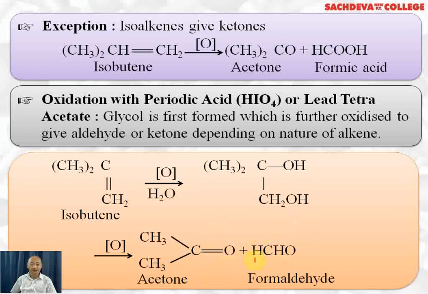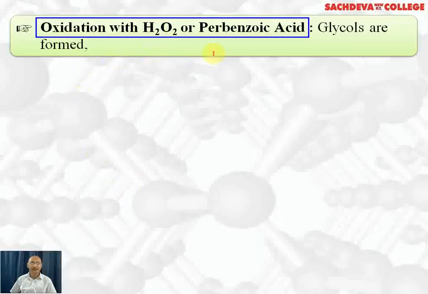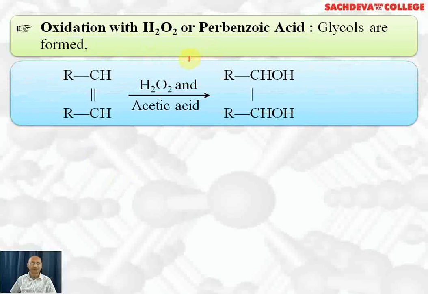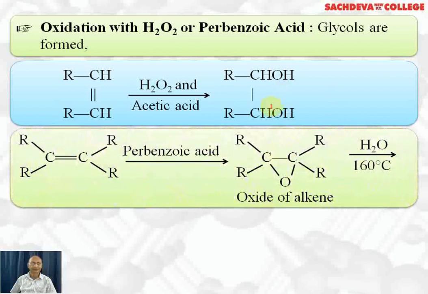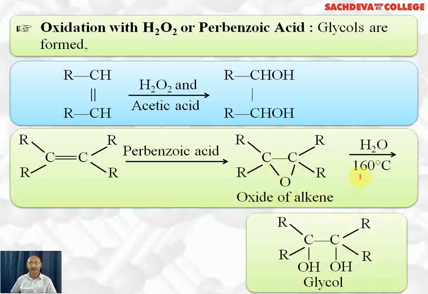These two products can also tell us where OH groups are present, which in turn can locate the position of double bond. Oxidation with hydrogen peroxide or perbenzoic acid. Glycols are formed. Here, alkene is reacting with hydrogen peroxide and acetic acid and results in the formation of glycol. Same way, if we use perbenzoic acid, in the first step, this oxygen gets attached to this carbon which was attached to double bond earlier, that is pi bond has been broken, we get oxide of alkene. This is further hydrolyzed at 160 degrees centigrade and glycol is formed.